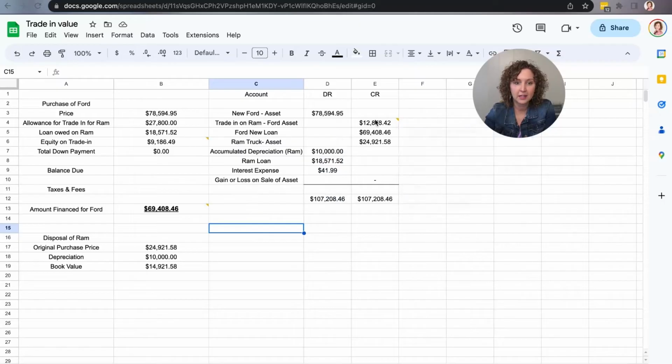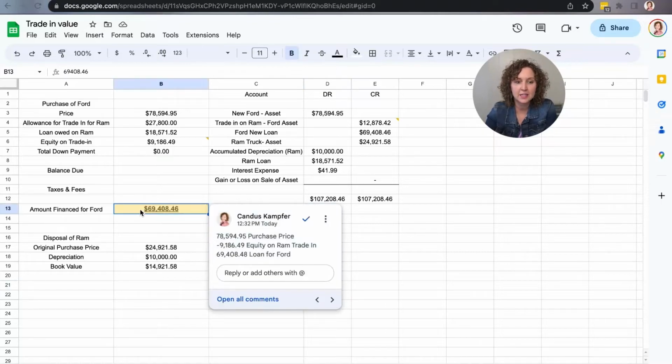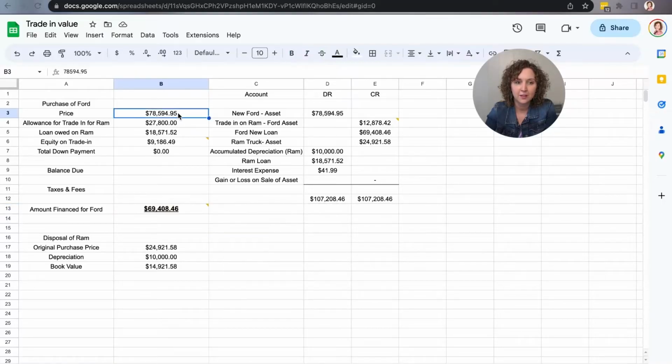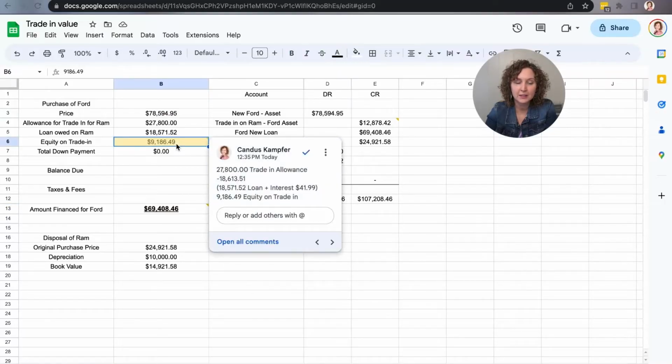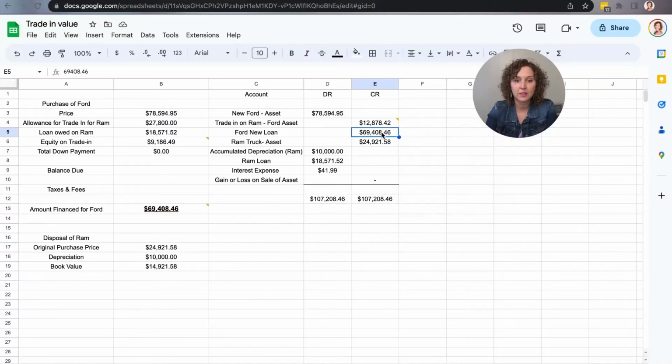Now that's not exactly what the asset value is because there are some other differences in the math, but the next thing you want to know is the $69,000. So that's where this $9,000 matters, because you're taking the cost of it minus that $9,000 that they're giving you as value, and that is where you get your loan amount. Okay, so that's why that math matters. So then that's where we get the loan here.